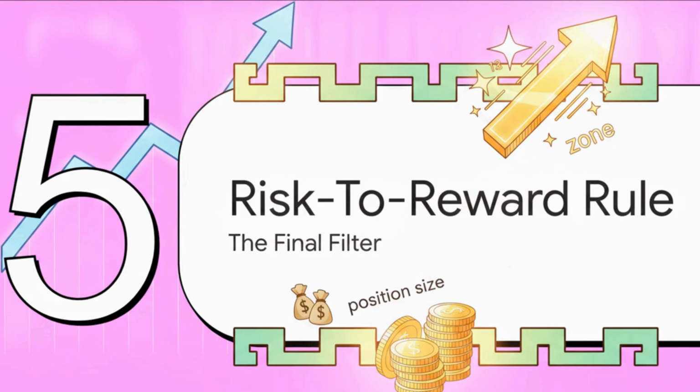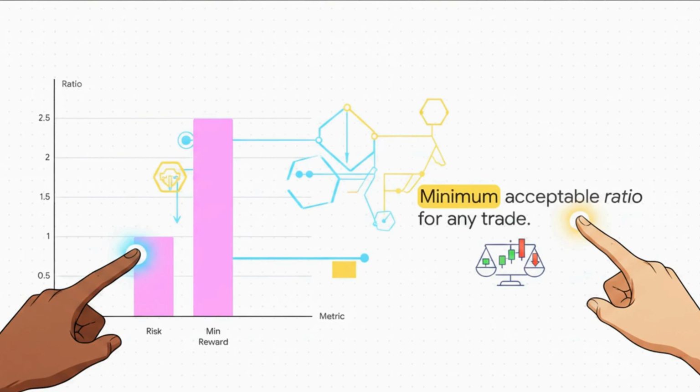Finally, Section 5, the risk to reward rule. We have to evaluate if the mathematical upside actually justifies our capital exposure. This is our ultimate filter. We demand a minimum risk-to-reward ratio of 1 to 2.5, meaning for every $1 we risk, we are positioned to make at least $2.50. Risk $100, you better be aiming for a minimum of $250.